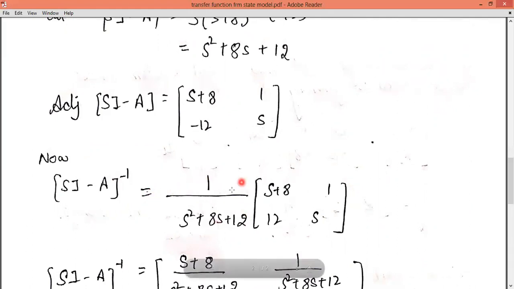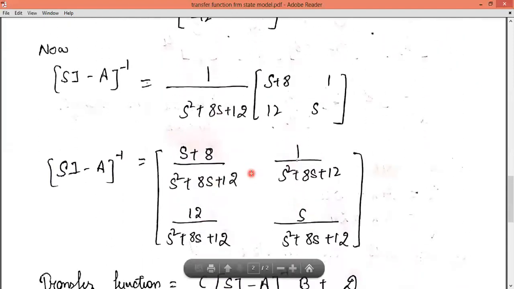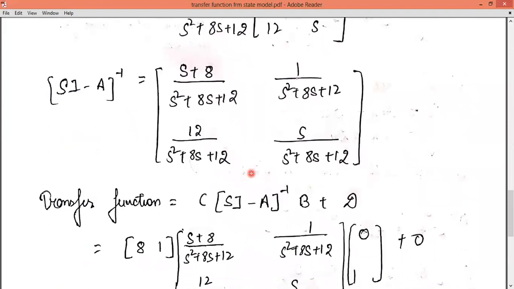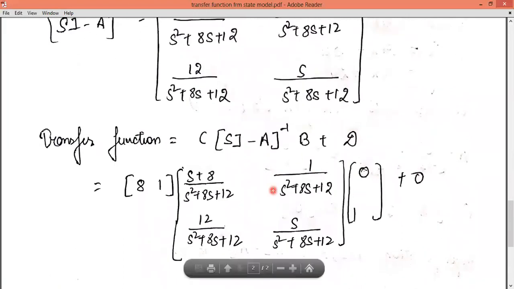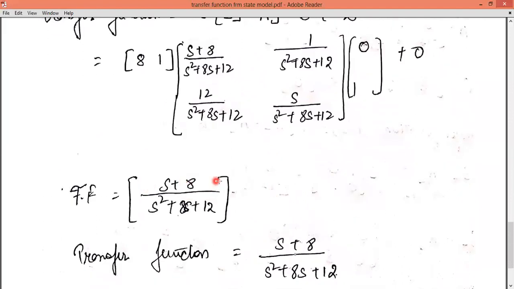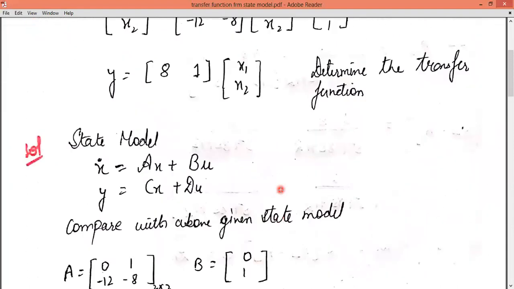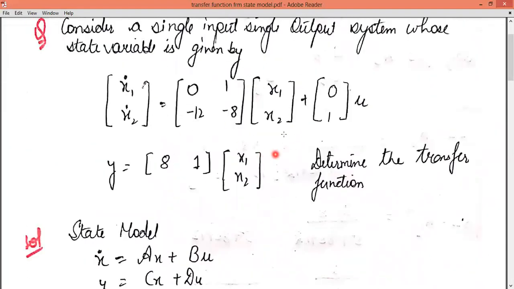We take 1 upon the determinant into the adjoint, then simplify the equation like this, and we get the transfer function. To write the transfer function, we write C times the inverse of (sI minus A), times B, plus D. We write all the elements in this and solve the equation. After simplification, we get the transfer function s plus 8 upon s square plus 8s plus 12. This is the transfer function we have obtained from this state model.